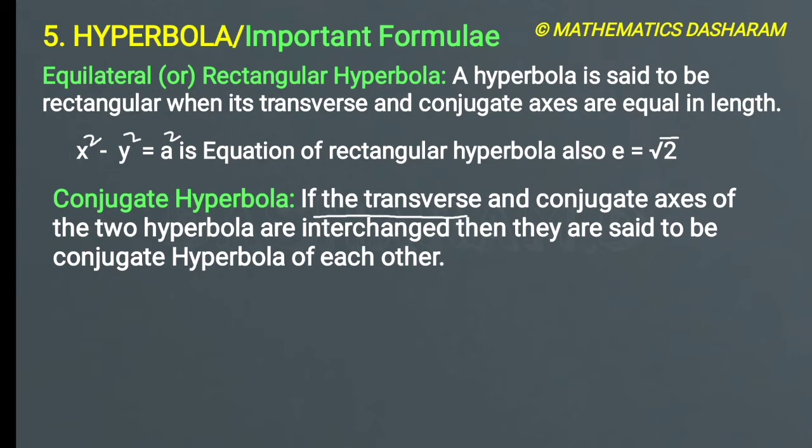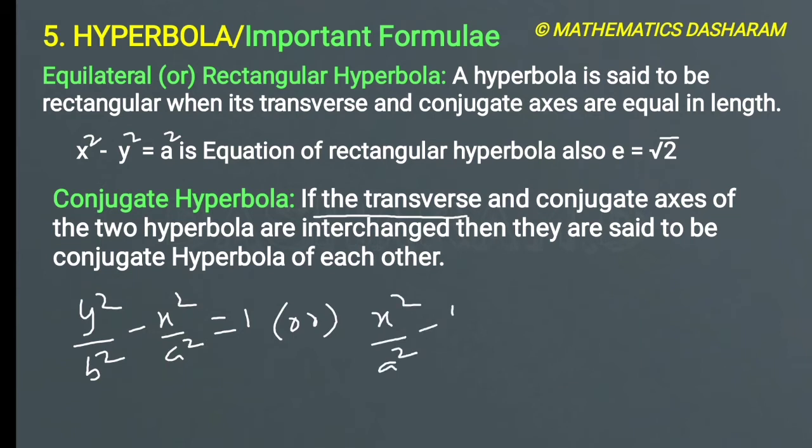So then the equation of a conjugate hyperbola is y square divided by b square minus x square divided by a square equals 1. Otherwise, taking the minus common, x square by a square minus y square by b square equals minus 1. So both are equations of a conjugate hyperbola.